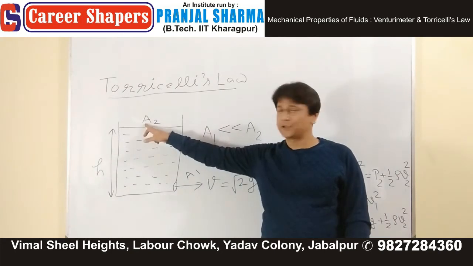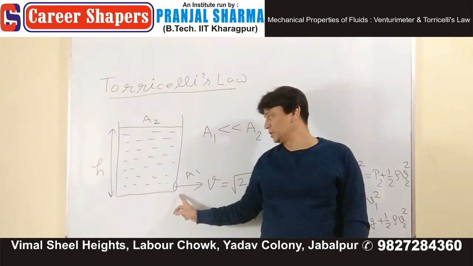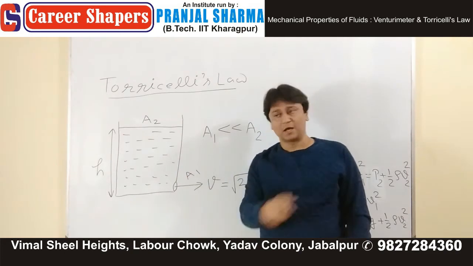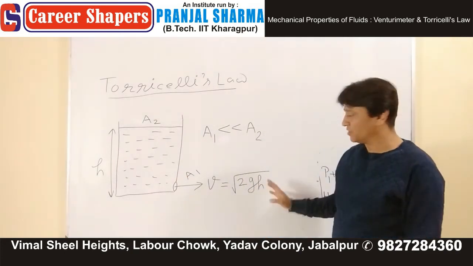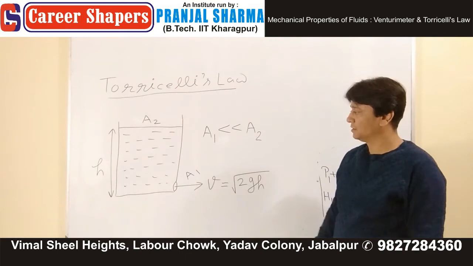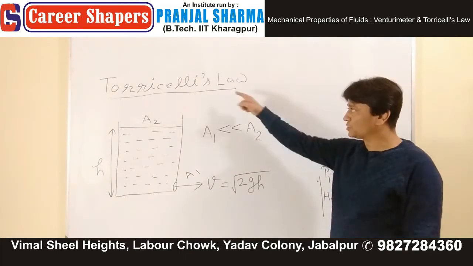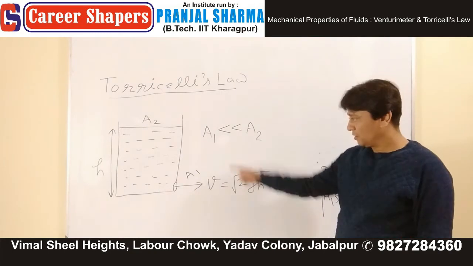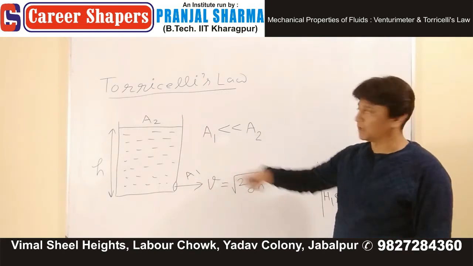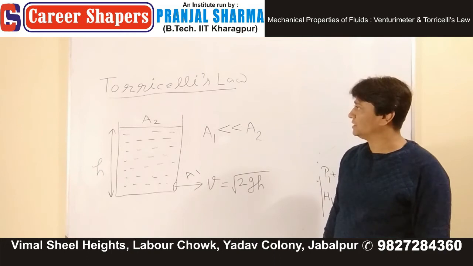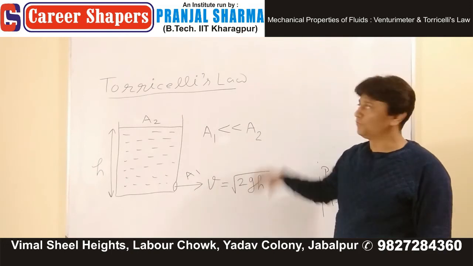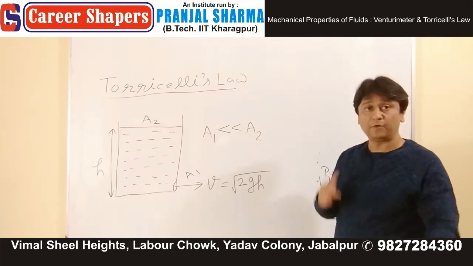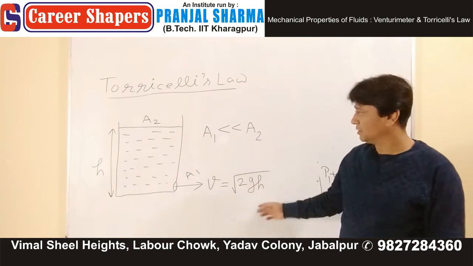If this cross section is much larger as compared to this, then the water jet that was coming out was giving this speed. Now we'll prove this Torricelli with the help of Bernoulli. Write down this, draw this figure, and then we'll write a few statements, and then we'll prove Torricelli with the help of Bernoulli. Draw this figure.